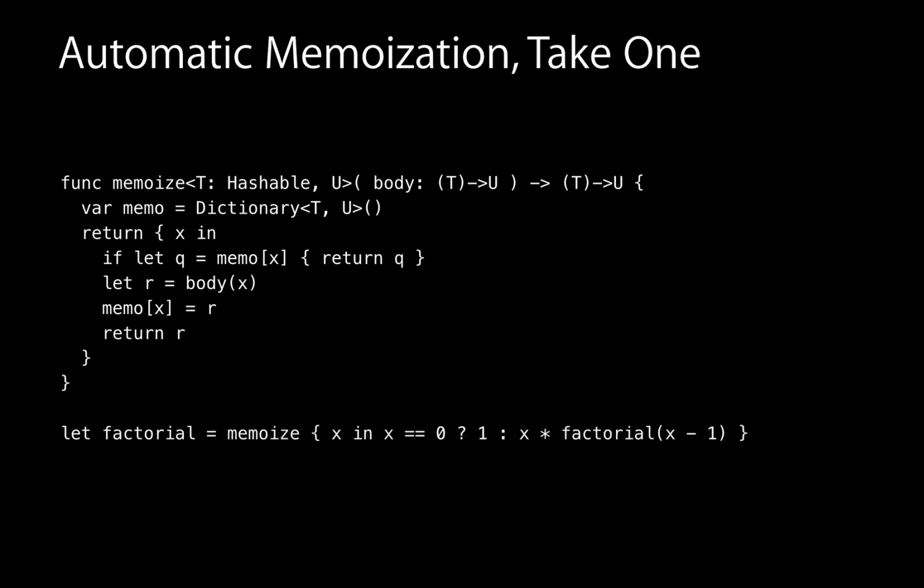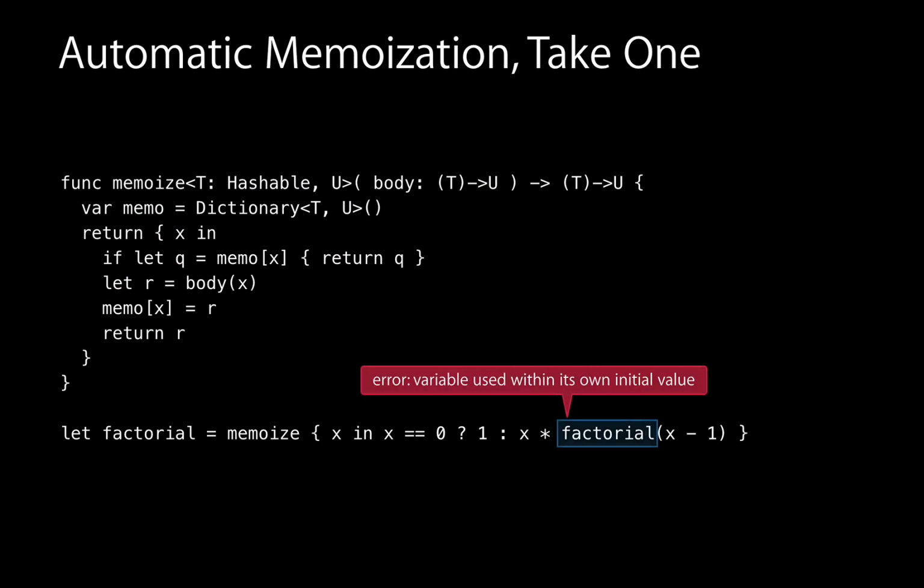But for recursive functions like factorial or Fibonacci, well, not so much. You see, Swift doesn't want us to use a variable's own value to initialize it, like initialize itself in terms of itself. That just doesn't make sense, right? It's usually a terrible programming error. So what can we do to get out of this?